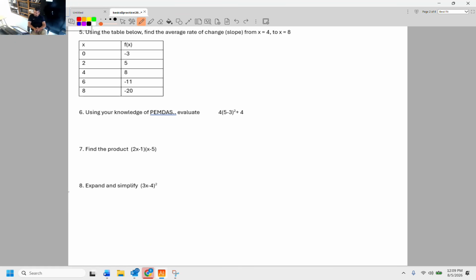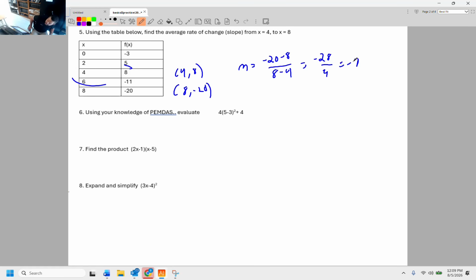5, using the table below, find the average rate of change, aka slope, from x equals 4 to x equals 8. So what I'm going to do is look at these as though they're ordered pairs. This is the ordered pair 8, -20. And this is the ordered pair 4, 8. And I'm going to do the same thing I just did. The slope would be -20 minus 8, sitting pretty over 8 minus 4. That's going to give us -28 over 4, which reduces down to -7, right? Because 4 times 7 is 28.